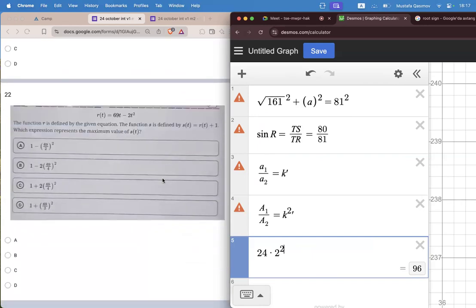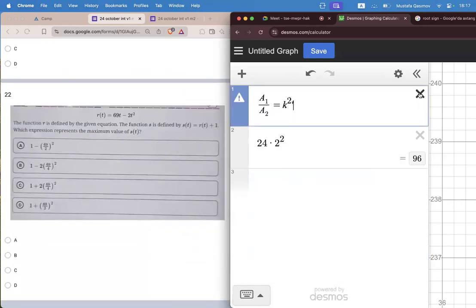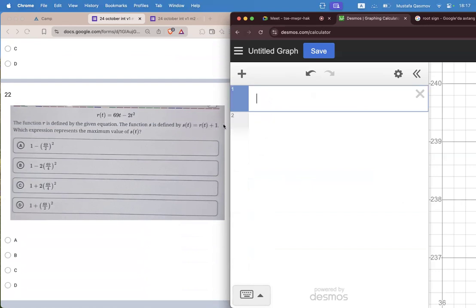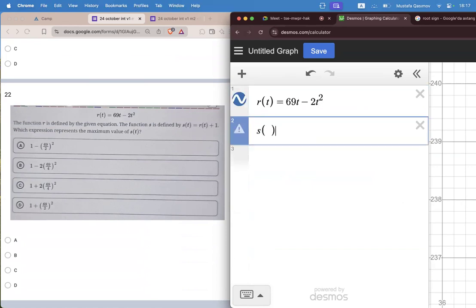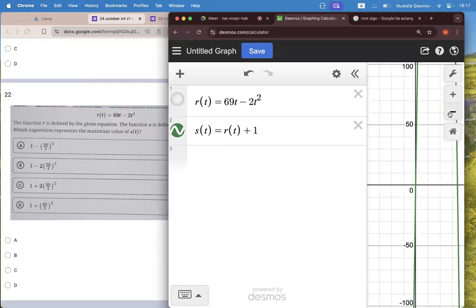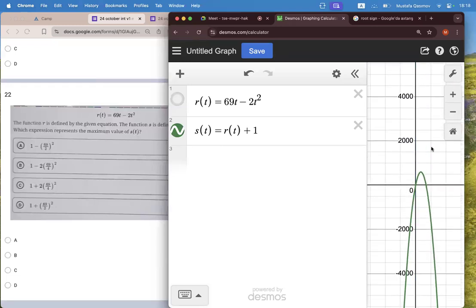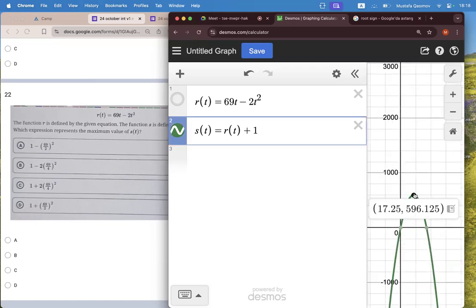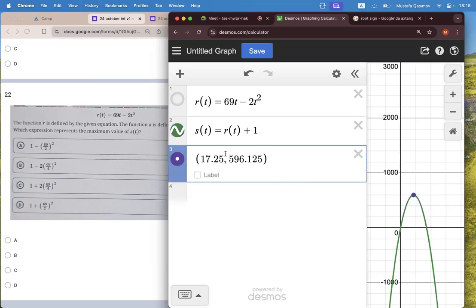Okay. 22. Let's write RT here. RT is equal to 690 minus 2t squared. ST is equal to RT plus 1. Then let's remove it. Let's look at the second one only. So it is our vertex point, right? So here our answer, the maximum value of ST, is the second one, y vertex.